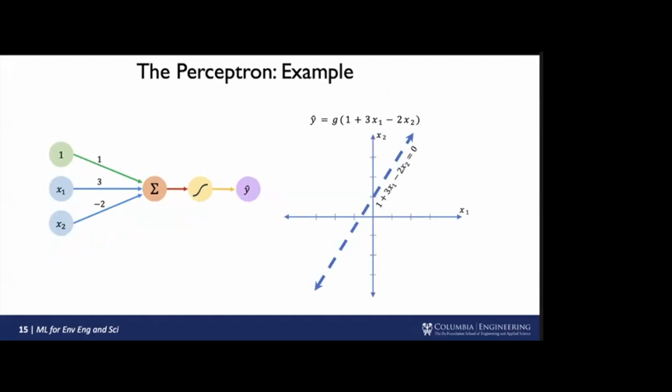The line is called the decision boundary of the perceptron. Points on one side of the line produce one output, and points on the other side produce another output. Of course, they have different meanings, right? For a classification problem, the weights control the orientation of the line.